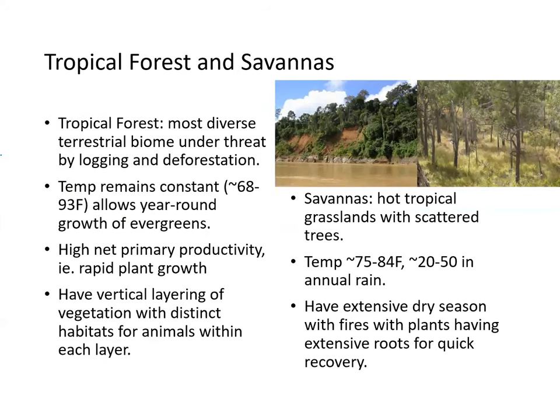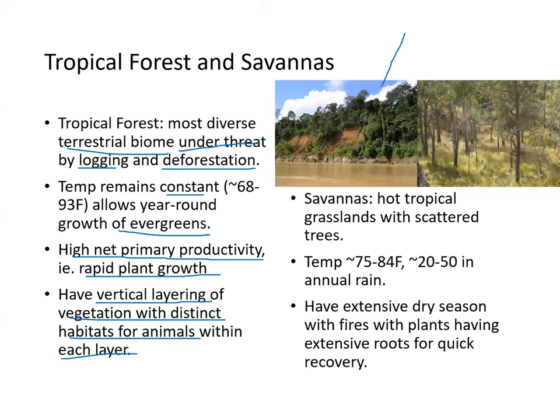So let's briefly go over what they are. Tropical forests are the most diverse terrestrial biome, which is currently under threat by overlogging and deforestation. Temperature tends to be constant all year round, with growth of evergreens. These are high net primary productivity areas, which allows rapid plant growth. And they tend to have vertical layering of vegetation with distinct habitats for animals within each layer, as seen here.